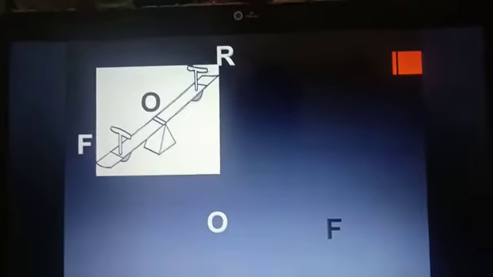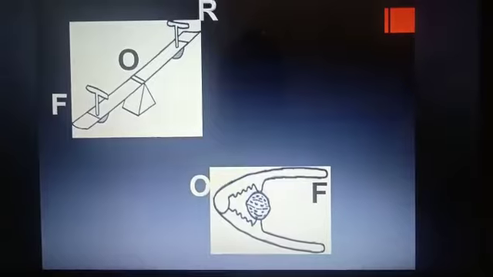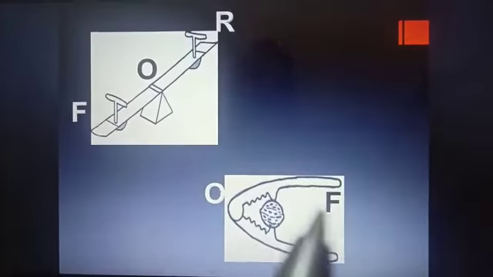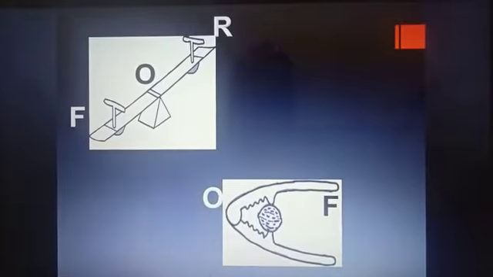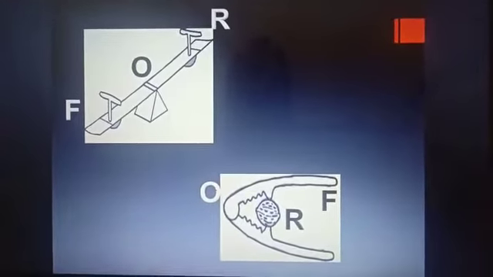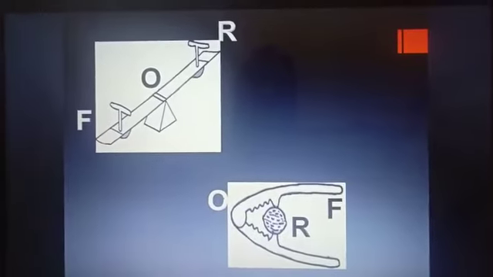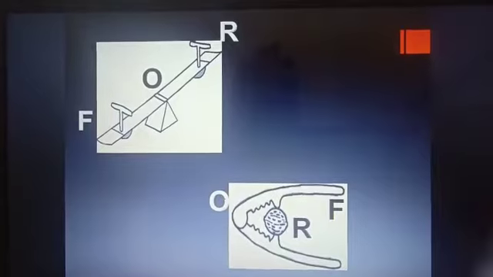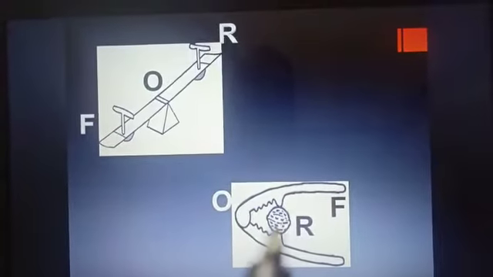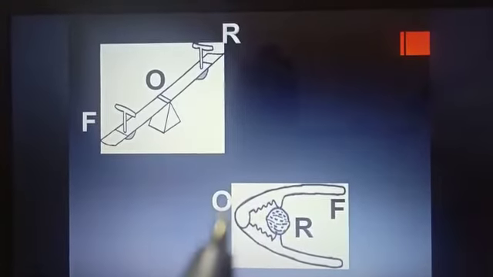The second example is a nutcracker. Here, effort force and fulcrum, but where is R? R is in the middle. So it's called what? Second class lever. Here is my hand. My hand is what? Effort force. And the nut which I want to break is resistance force. And here is the fulcrum.